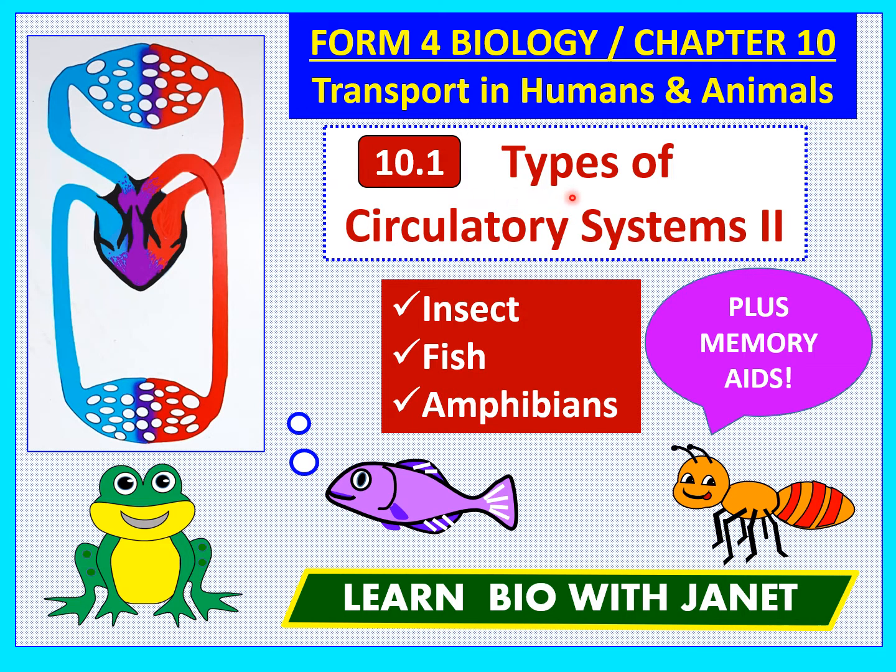So this subtopic is entitled Types of Circulatory Systems, Part 2. And in this second video, we are going to study the circulatory systems of an insect, a fish, and an amphibian such as a frog. Memory aids will also be given at the end of the lesson to help you remember some of the terms that are used to describe the circulatory systems of the different organisms. Now there will be a third video on the circulatory system of humans.